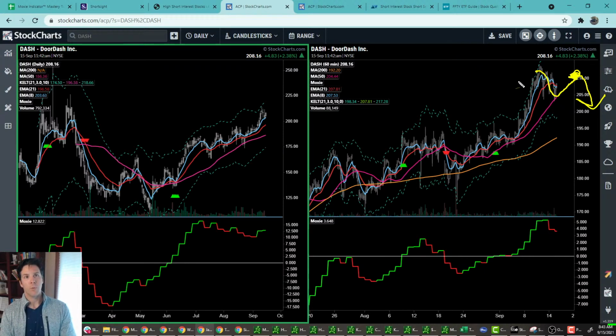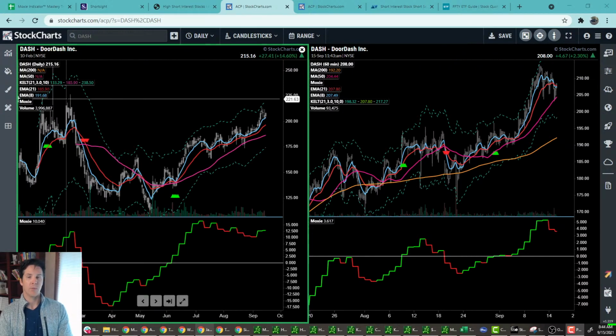But do watch out for that. We'll see if there's some support on Dash at the hourly 50. And then beyond that, careful with that double top over here from kind of near one of its IPO days.